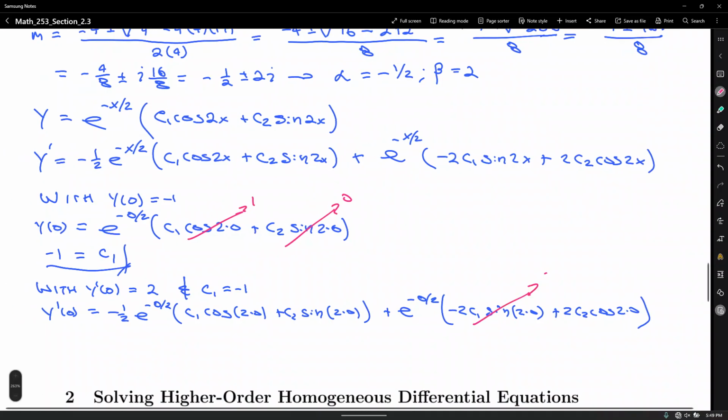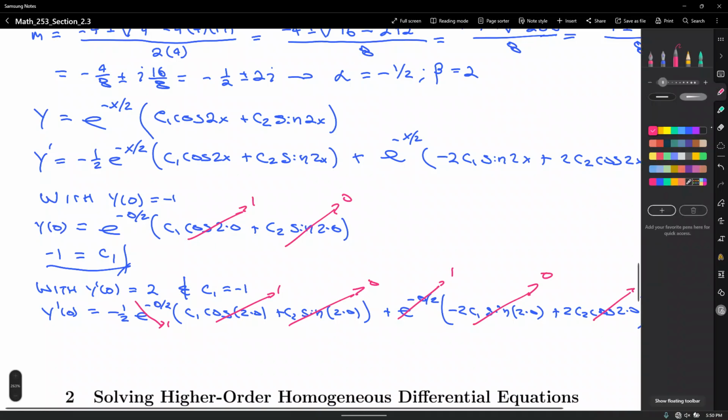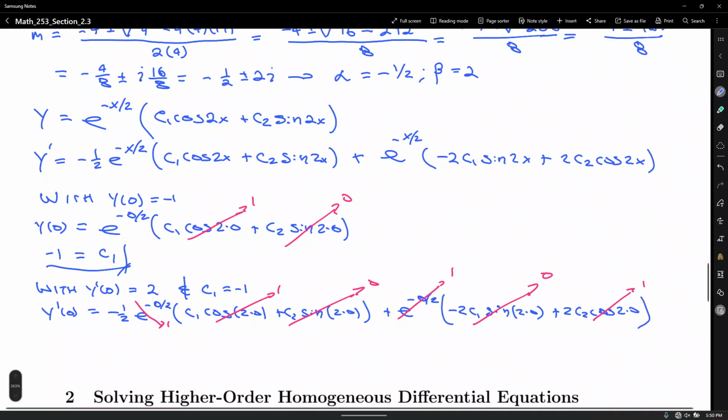Okay, let's zero whatever we can zero out already. All right? Zero, this is equal to 1, this is equal to 1, this is equal to 1, and this is equal to 1. All right? Okay, so let's see what we are going to be left with. So y prime of 0, which happens to be what? 2, equals, what is that? Negative 1/2 times 1, which is negative 1/2.